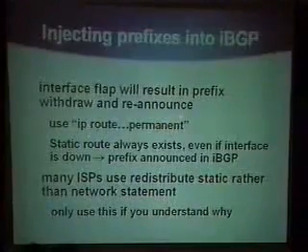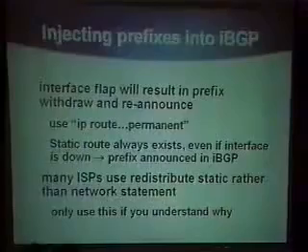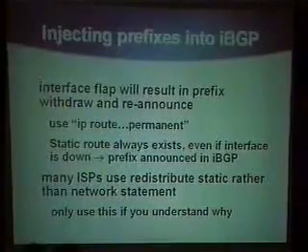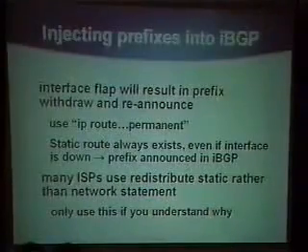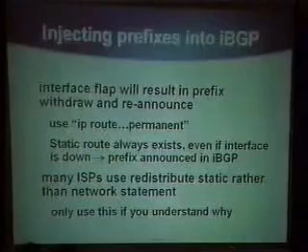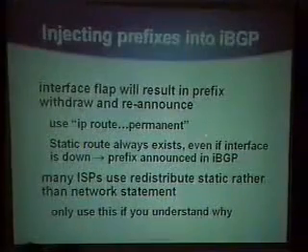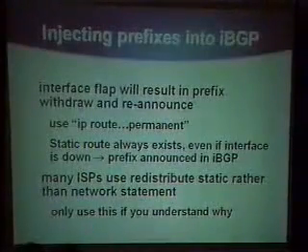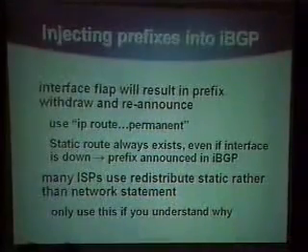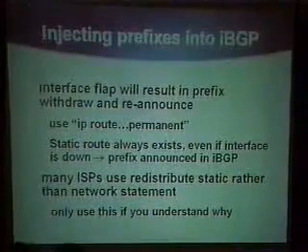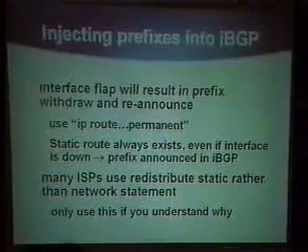One thing you can do with a static route is put a permanent option on it. And that will make sure the static route is always in the routing table, even though the interface goes down. Okay? In fact, I would recommend people do this. There's no real reason not to. Okay? Many ISPs use redistribute static rather than the network statement. Okay? But again, I only recommend people do this if they understand why.